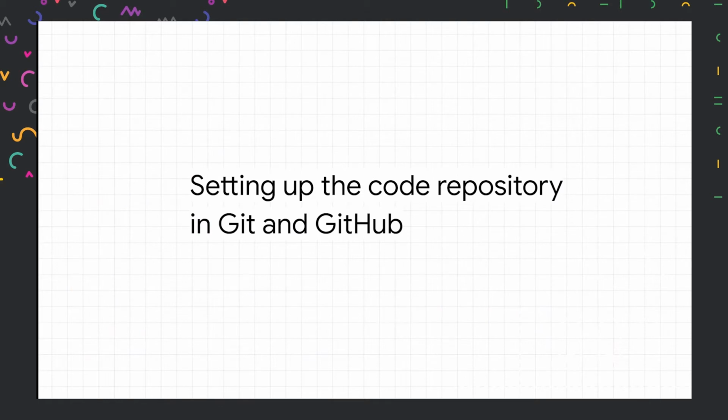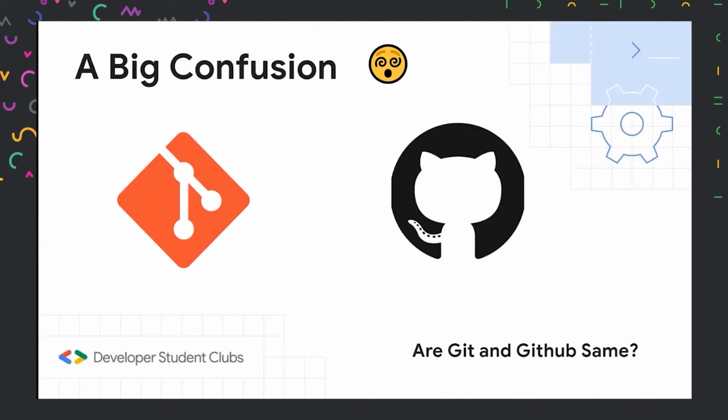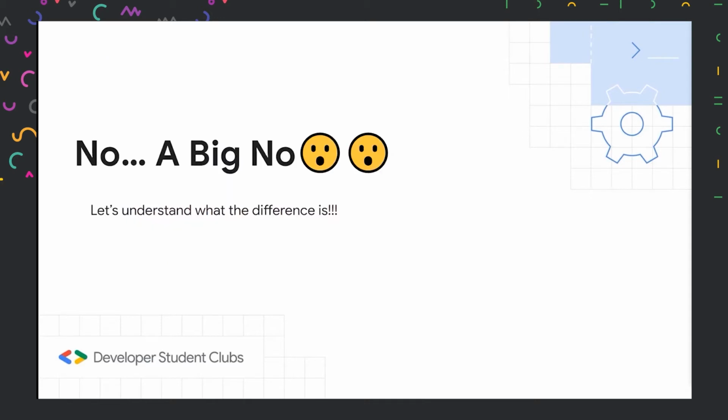All right, then let us move ahead. We will be learning how to set up our code repository in Git and GitHub. Before moving on to setting up a code repository directly, let us discuss what Git and GitHub are. Are Git and GitHub the same? Well, there is a lot of confusion among beginners about whether Git and GitHub are the same. They use these two terms together, but actually, Git and GitHub are not the same.